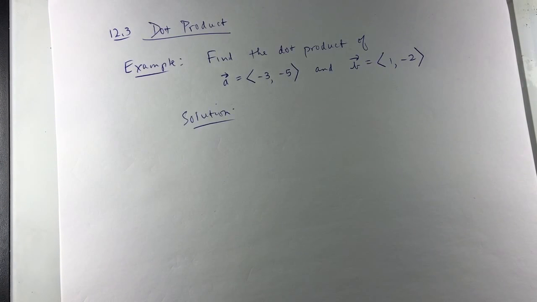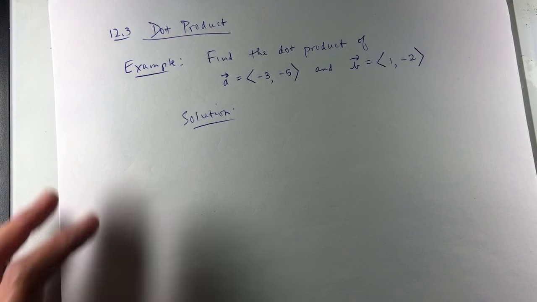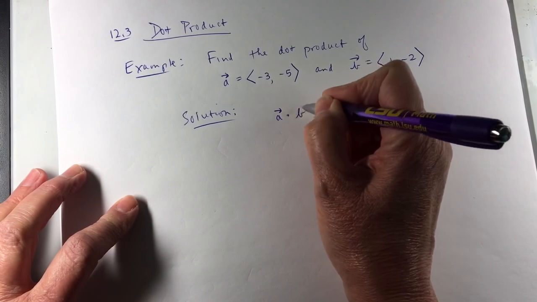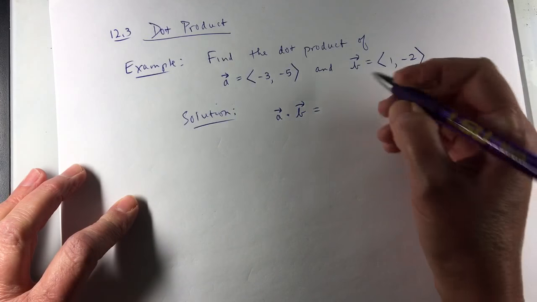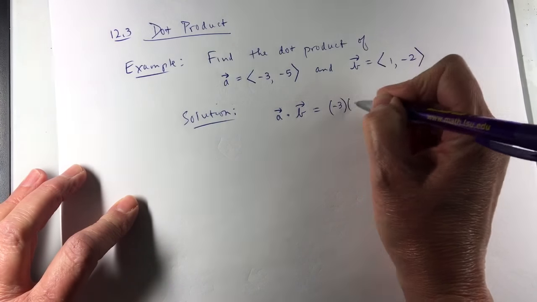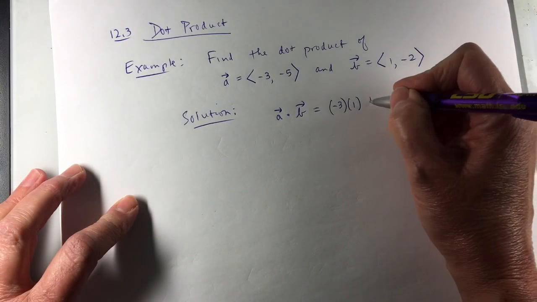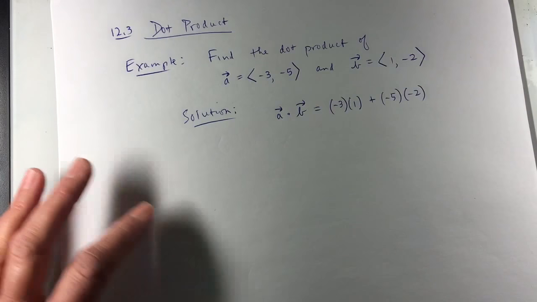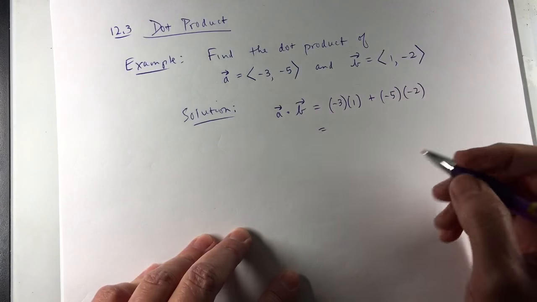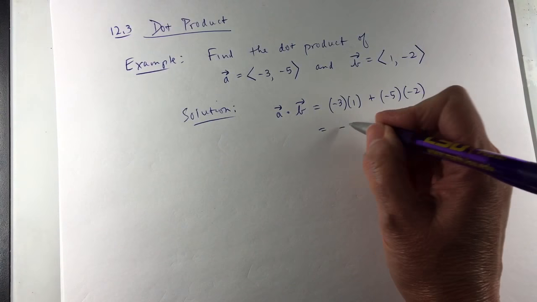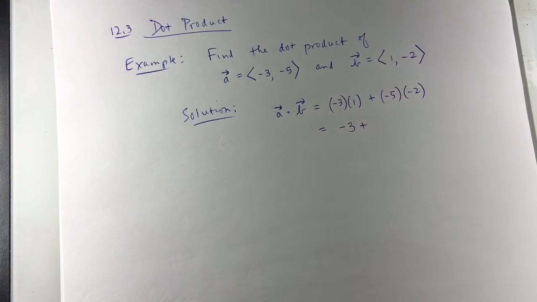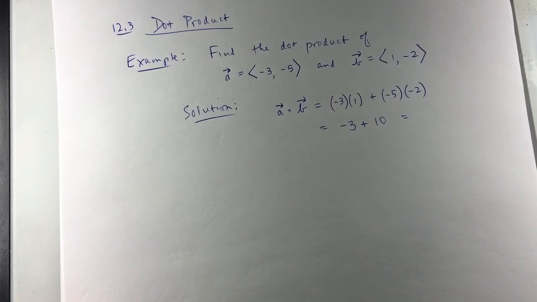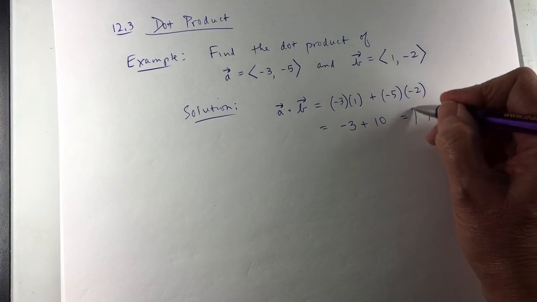All right, I want to find this dot product, A dot B. So I'll write A dot B will be -3 times 1 plus -5 times -2. So -3 times 1 is -3, and -5 times -2 is +10. So -3 plus 10, I get 7.